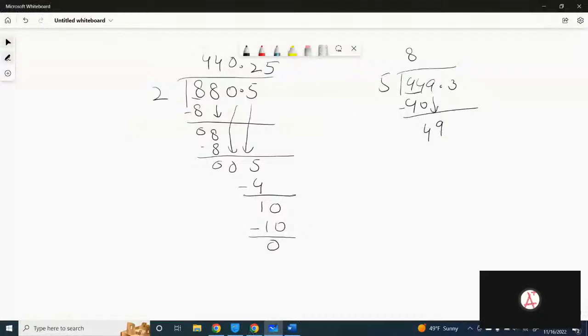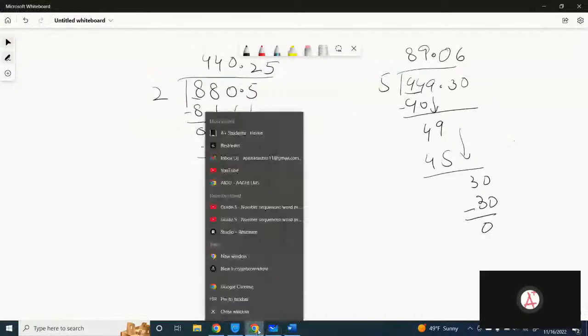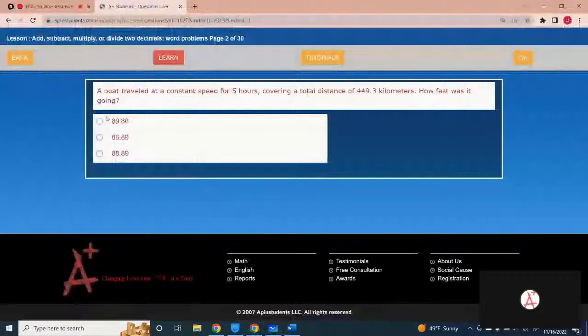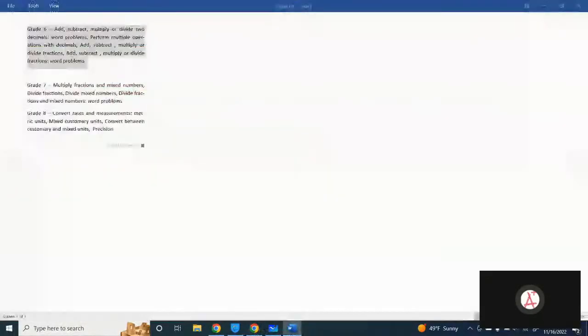Now you have to count 5 until 49. So it would be 5 times 9 is 45. Now you need to bring the next digit down. But you already have a decimal point. But we cannot divide 5 by 3. Got it? So you have to add a 0 and bring another 0 down, because you are bringing two digits on the same step. So you have to add 0. Now you have to count 5 times 6 is 30. So 30 subtract 30 is 0. Got it? So it would be 89.06. Why 89.0? Let me just check.